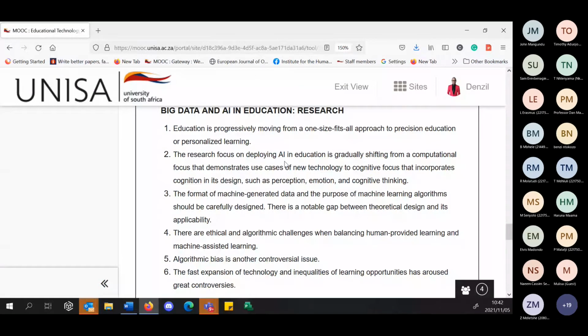Then the biasness of algorithms that are in place, a controversial issue, and here what is quite critical is when we start flagging students for high-risk modules based on simple behavior when it may not necessarily be the case in all other modules, right? So there's also that issue of the biasness of an algorithm in the big data analysis. Then the fast expansion of technology and inequalities of learning opportunities as well as great controversies. Then big data and AI education policy making.